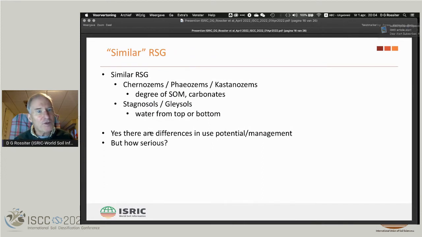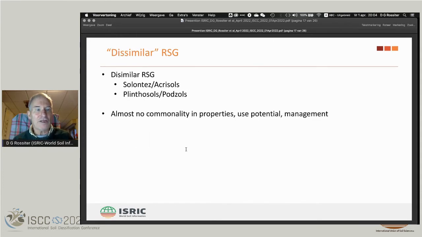So here are just a few examples. Similar reference soil groups: chernozems, phaeozems, and kastanozems are obviously similar, and you could decide to what degree. Stagnosols and gleysols are both very water influenced, although it comes from two different ways. The use is definitely different, but maybe not too dissimilar. Those are just some obvious examples. There are many examples of highly dissimilar ones.